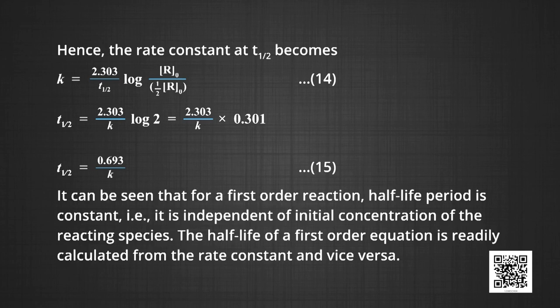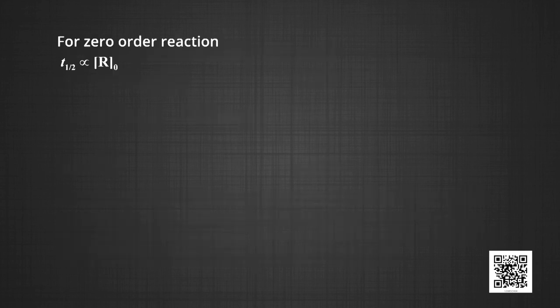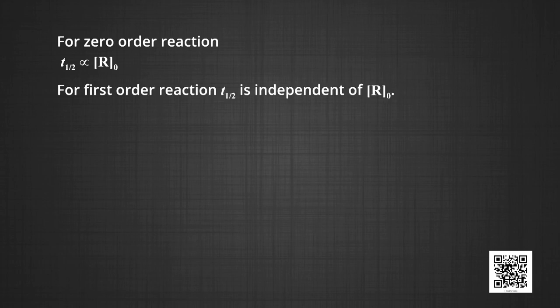Hence, T half for first order will become 0.693 by K. Now, from this equation, you can see that for a first order reaction, half-life period is constant. That is, it is independent of initial concentration of the reacting species. The half-life of a first order reaction is readily calculated from the rate constant and vice versa. For a zero order reaction, T half is directly proportional to initial concentration. For a first order reaction, T half is independent of the initial concentration.